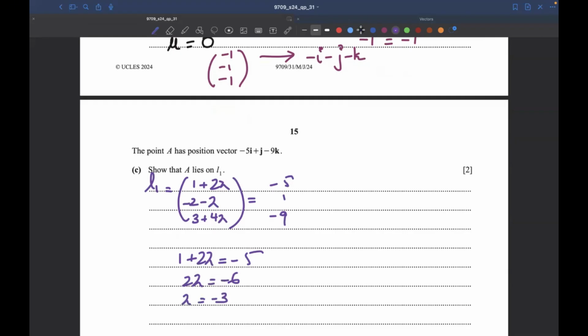Now to show that A lies on line L1, we will show that for this value of lambda, the y and z coordinates will be 1 and minus 9. So minus 2 minus lambda, where lambda is minus 3: minus 2 plus 3 becomes 1. And 3 plus 4 lambda: 4 into minus 3 is minus 12, so 3 minus 12 equals minus 9. As the y and z coordinates come out the same for this value of lambda, it is shown that A lies on line L1.